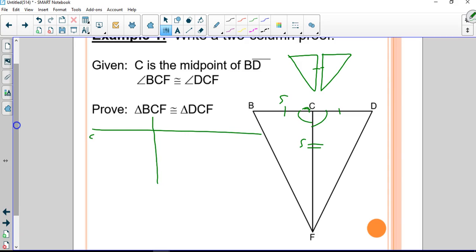So, C is, I want to abbreviate, midpoint of BD. And angle BCF is congruent to angle DCF. And that's given. Now, even though we know right now that they are congruent by SAS, we have to justify all the marks we just put on there. So, for example, we have to say that BC is congruent to DC. And that's the definition of midpoint.